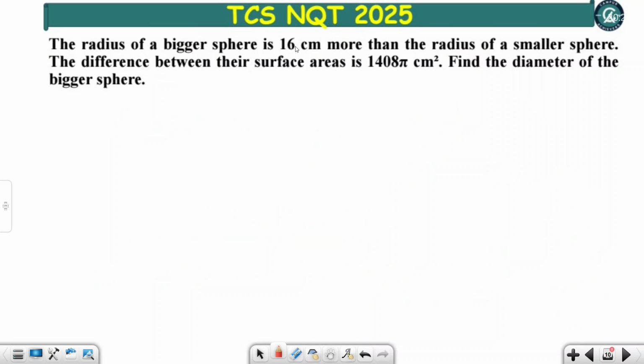Next, the radius of a bigger sphere is 16 centimeter more than the radius of the smaller sphere. Let me consider the radius of the bigger sphere as R and the radius of the smaller sphere as r. The difference between their surface areas is 1408. What is the surface area of a sphere? 4 pi r square. So the difference is 4 pi R square minus 4 pi r square, equal to 1408.